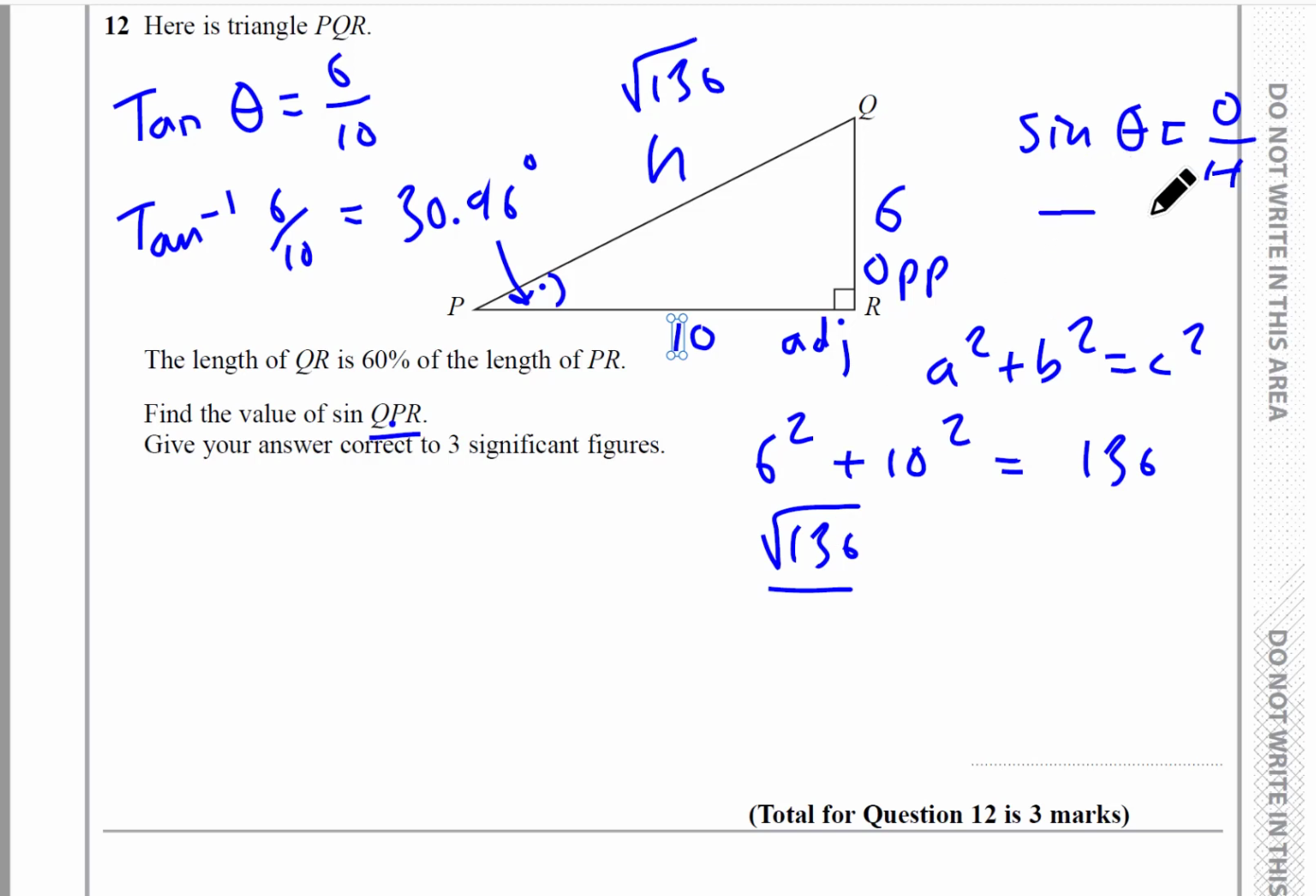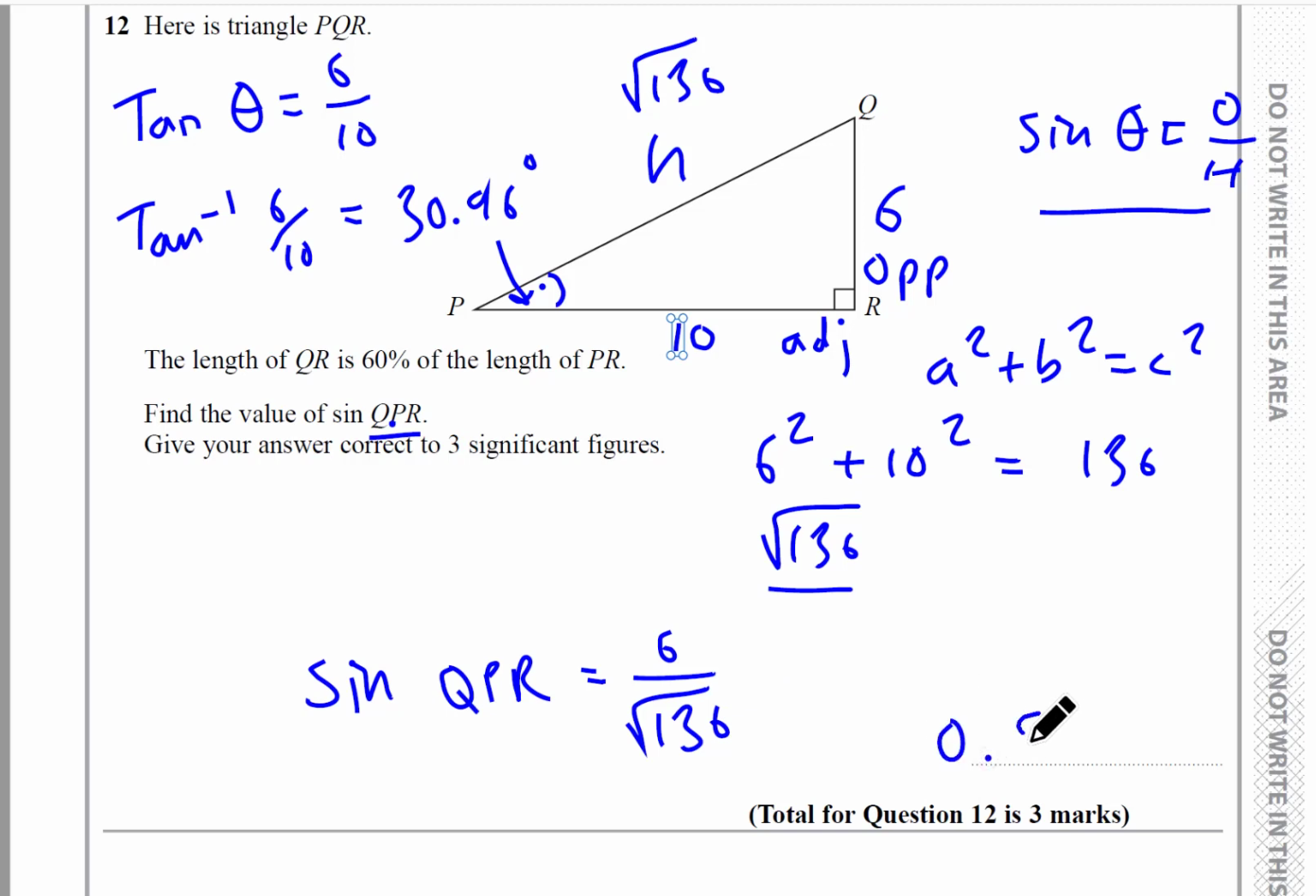We can sub these figures into here. So sine QPR, which is sine of theta, will equal opposite, which is 6, divided by the square root of 136, and to 3 significant figures, you should get the answer 0.514. And that's just applying your trigonometry, so that shouldn't be too bad for you, hopefully.